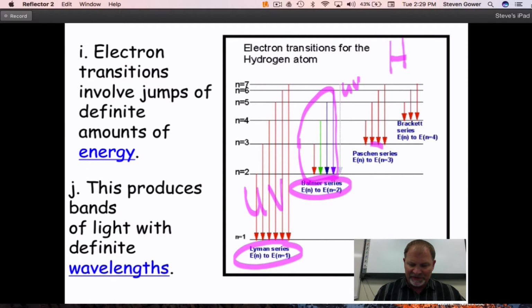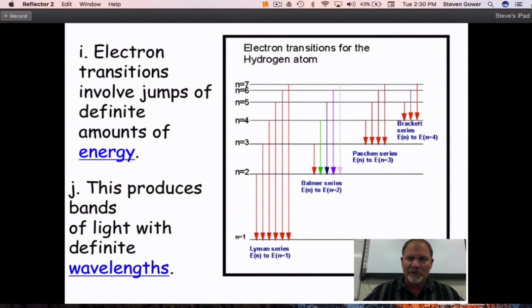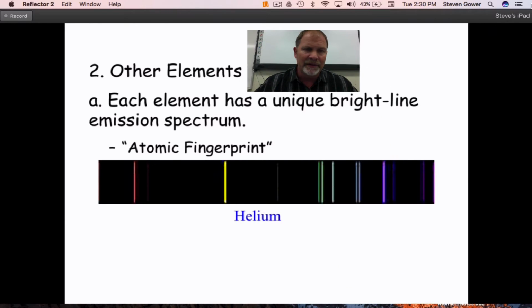The Paschen series, everything drops back down to energy level 3 is Paschen. These are all IR, they're infrared. And the Brackett falls back to 4, and they are also all infrared. So they fall below our lowest energy light, which is red. Ultraviolet is above our highest energy light, which is violet. So these, again, are the scientists behind it. Beware of these scientists, especially the Balmer series. That's the series in which we see these 4 bands of light.